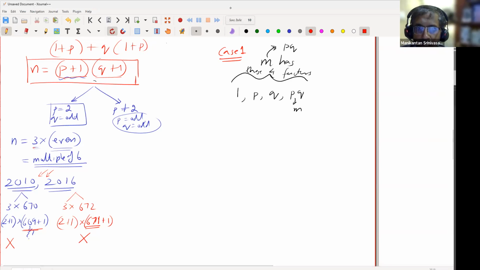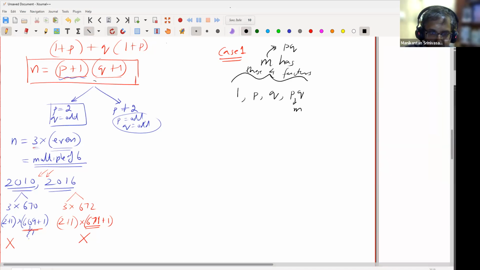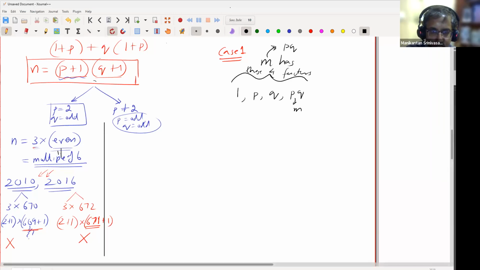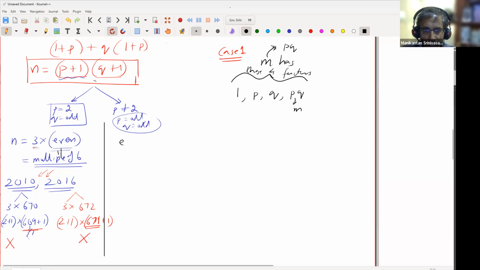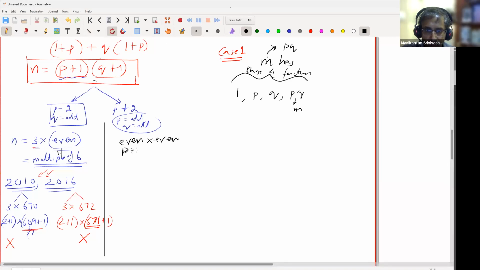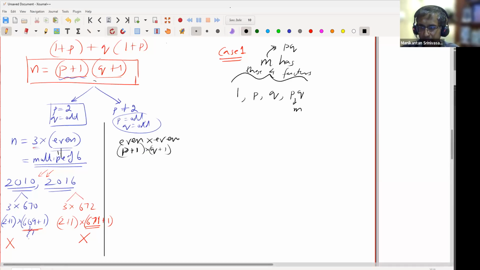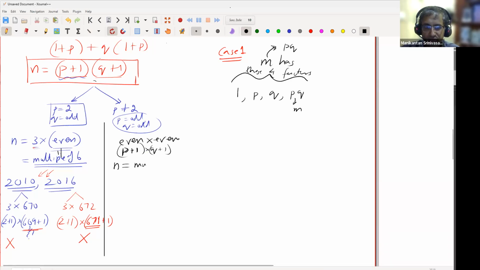Yeah? Okay. Now, let's come to the other branch, where P and Q are both odd. If P and Q are both odd, that means you get an even number times an even number. P plus 1 is an even number, and Q plus 1 is also an even number, because both P and Q are odd primes. So this N that we are seeking is a multiple of 4.